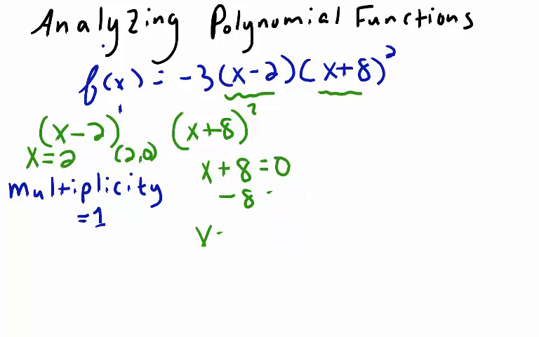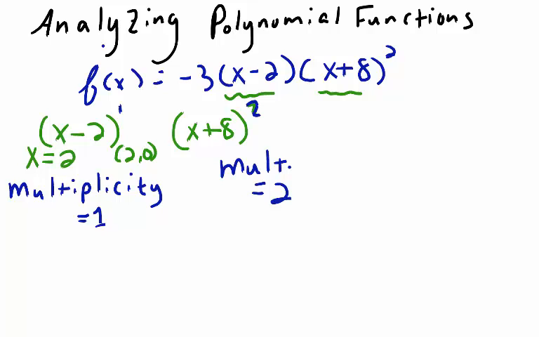Now for the factor (x plus 8) squared, it has a multiplicity of 2. The reason why it has a multiplicity of 2 is because the factor is raised to the second power.